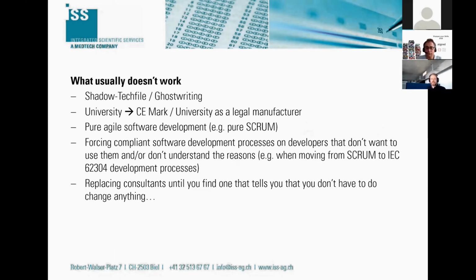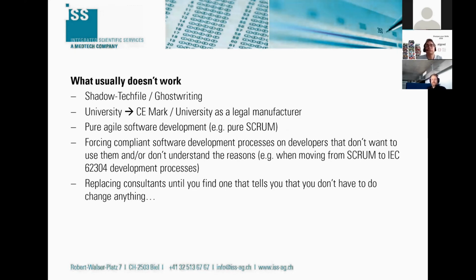So what usually doesn't work is ghostwriting. Companies that just want you to write documentation to look like they're compliant, because any competent auditor will smell that from 10 miles against the wind. What usually also doesn't work is a university becoming a legal manufacturer, because that's, from an organizational standpoint, tricky.